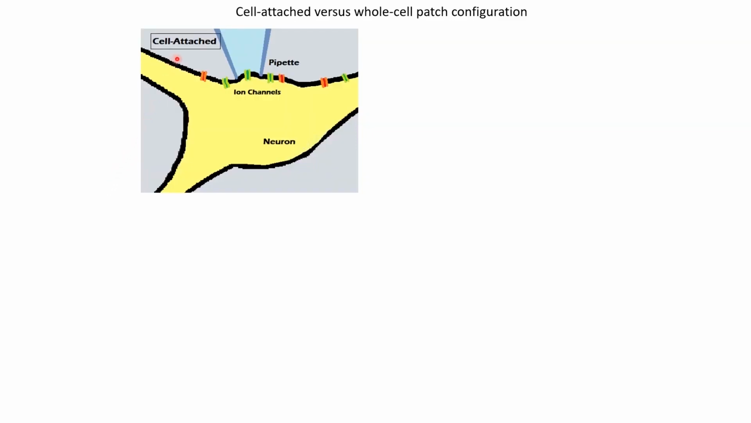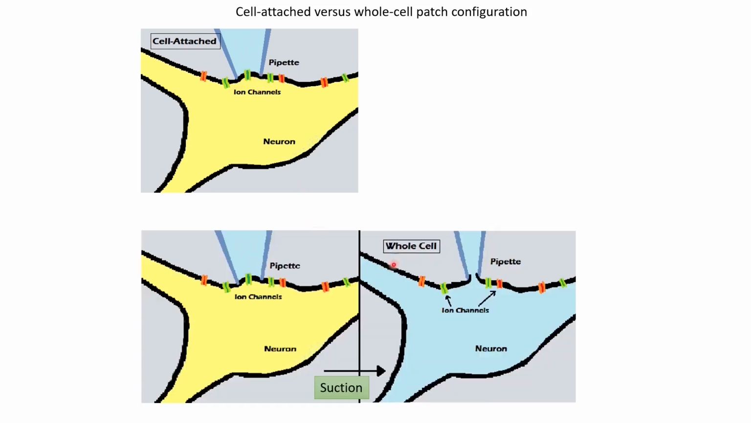The simplest configuration is known as the cell attached configuration that we have already seen, in which the glass pipette is put over the membrane and a tight seal is formed between the pipette and the membrane. And then we can measure the currents that are flowing through the ion channels that are covered in this part of the membrane. A slightly different configuration is known as the whole cell configuration, in which a stronger suction is applied once you have this seal over the membrane.